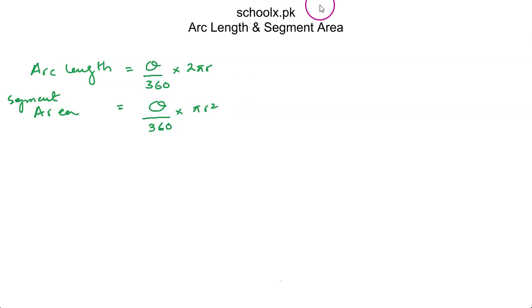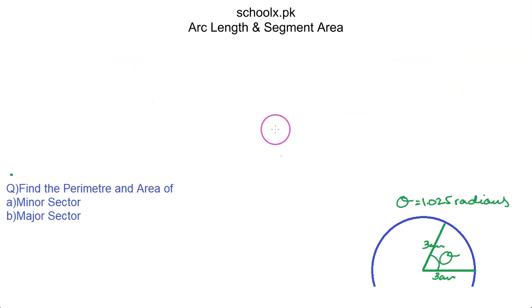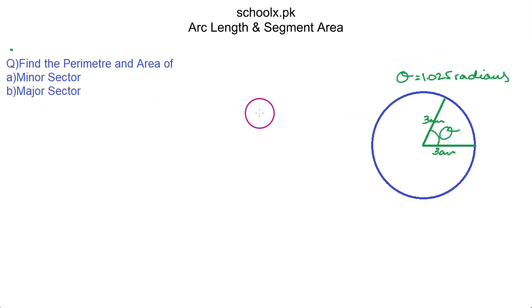For radians, we have arc length r times theta, r into the angle of the segment, whatever it may be, multiplied by the radius of the circle, and segment area is half r squared times theta, the angle of that segment, right? Now moving on, let's do this example to further clear doubts about it.